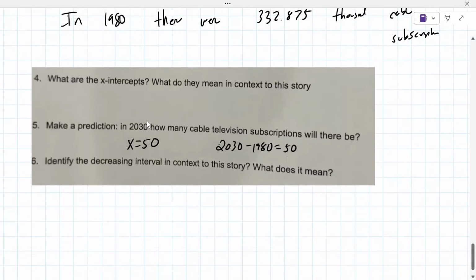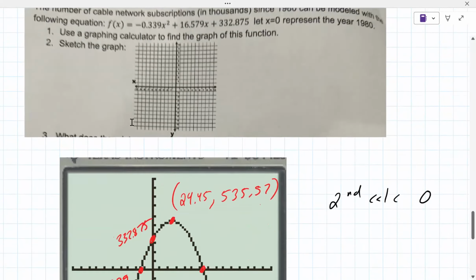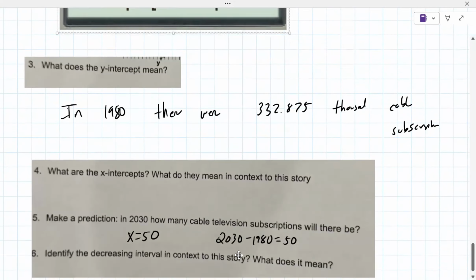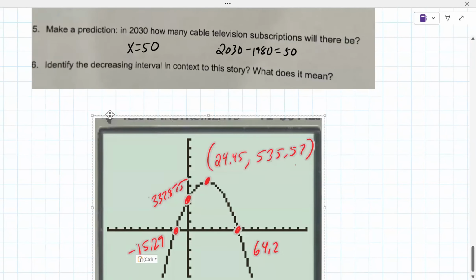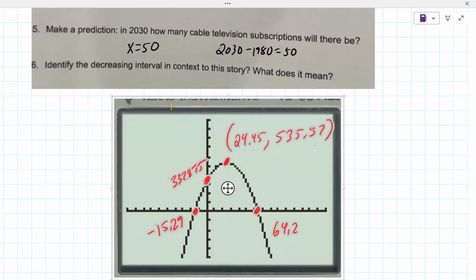You're putting 50 in for x back into the original function. For the increasing and decreasing, I'm going to highlight those again. I guess they just want the decreasing. So the decreasing is just when it's going down here. I'm going to step away. I'll be right back as soon as I can.